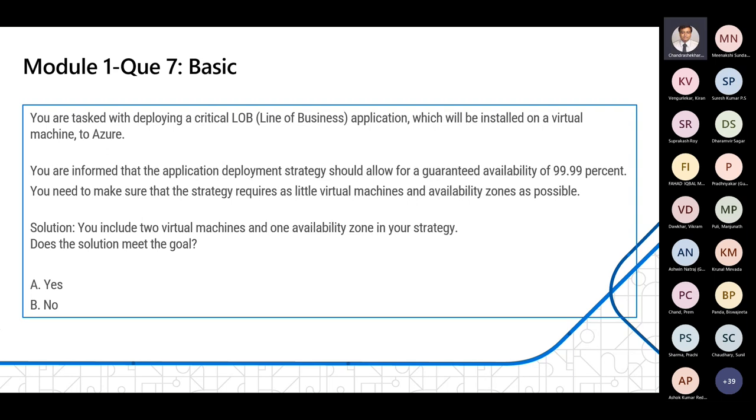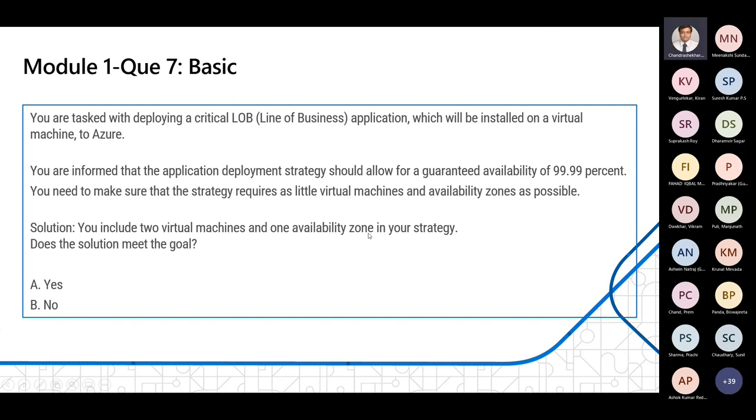It will not meet the goal. The reason, let me tell you: your SLA will be more than 99.9 if your instances of virtual machines are going beyond the availability zone. There you get more availability.